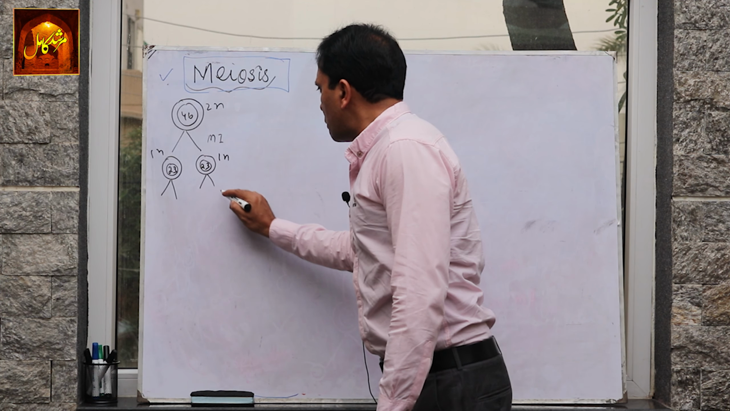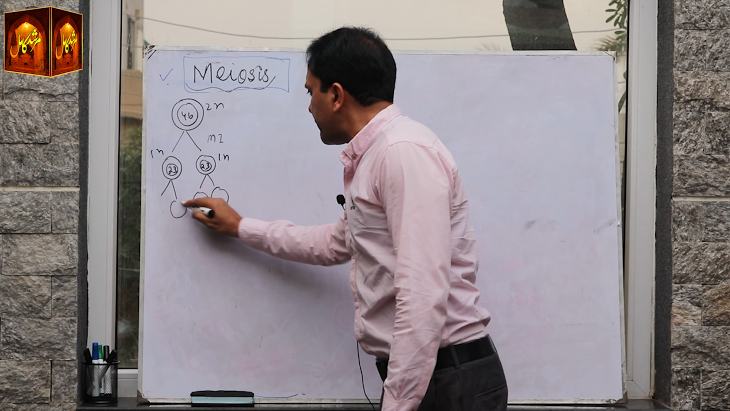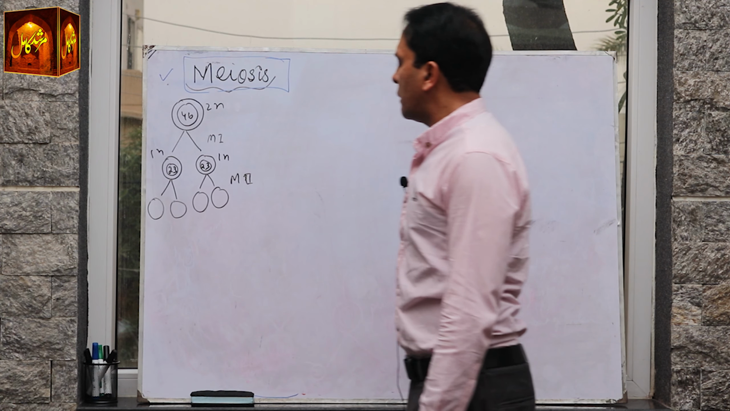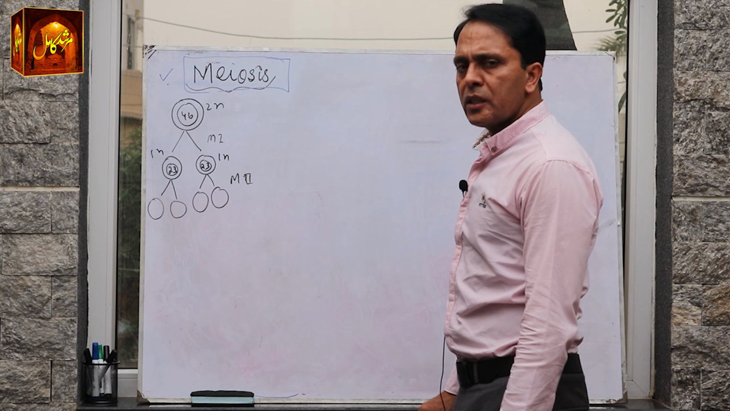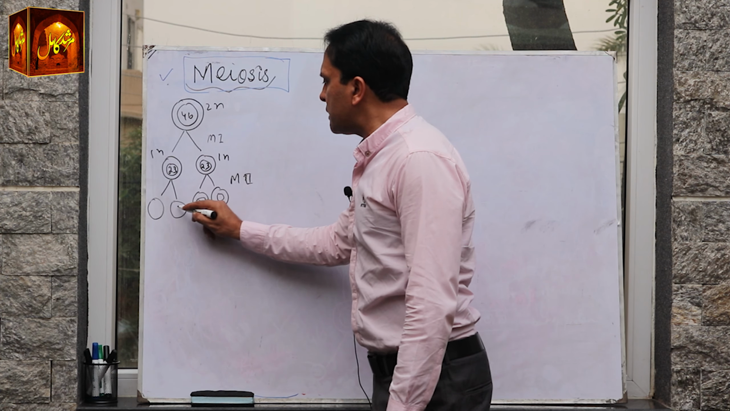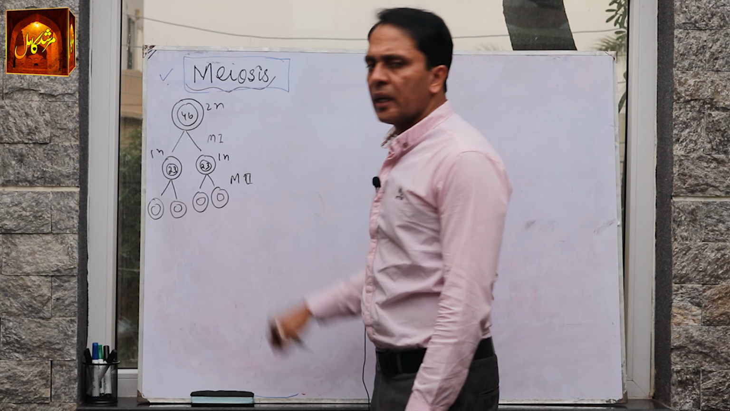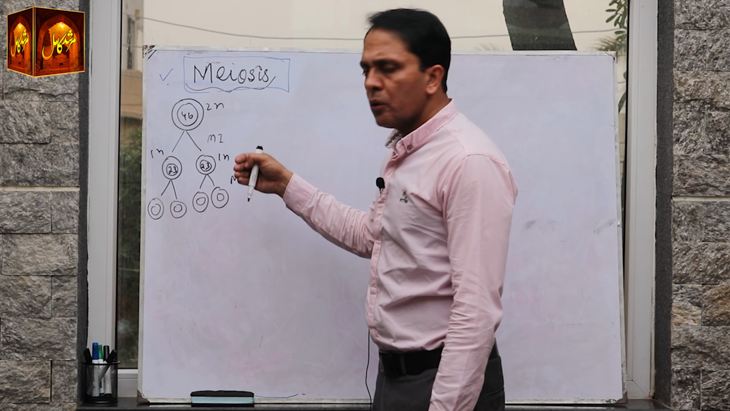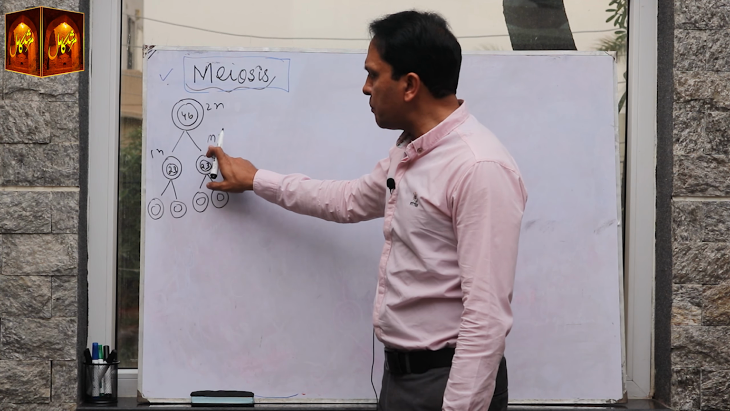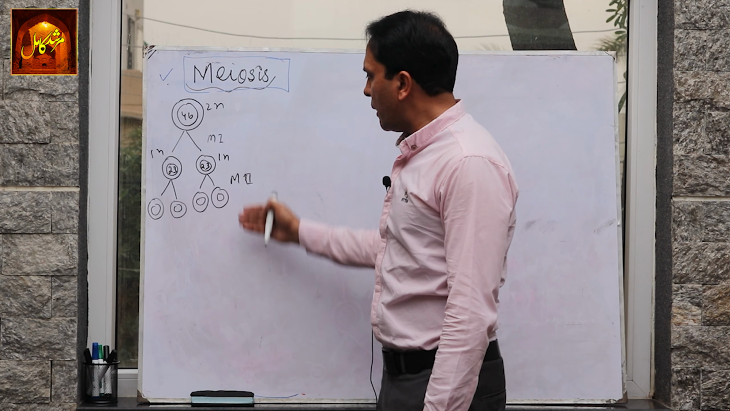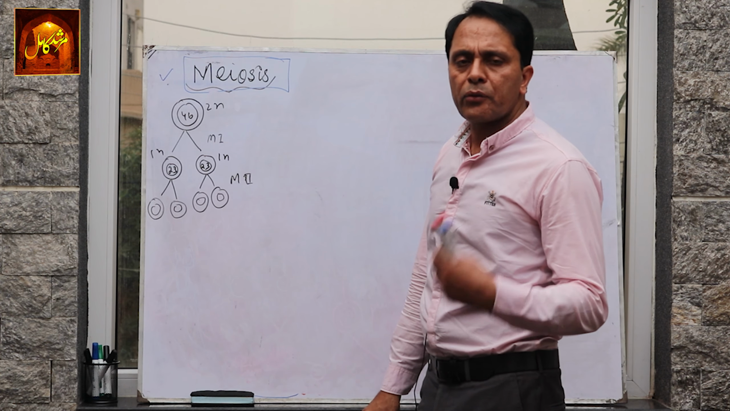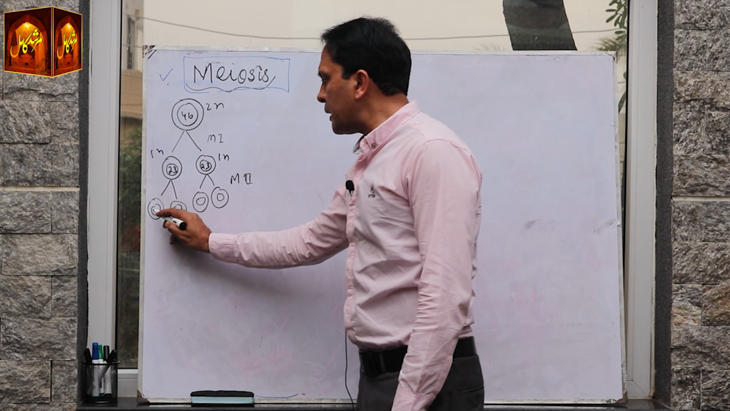Then these two cells will further be divided into 4 cells during the process of meiotic 2 division. This meiotic 2 division is similar to the mitosis process. These 4 cells will be genetically identical to these 2 cells. The number of chromosomes will not be reduced further. If they are 23 after the first meiotic division in these 2 cells, after meiotic 2 division in these 4 cells, again the number of chromosomes will remain constant at 23.